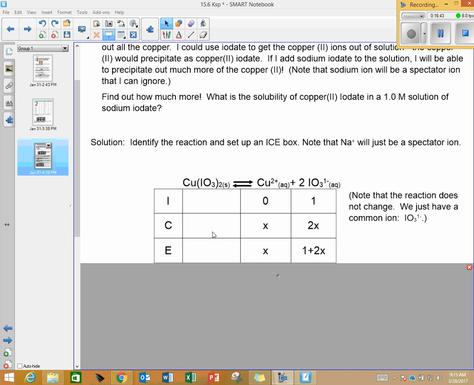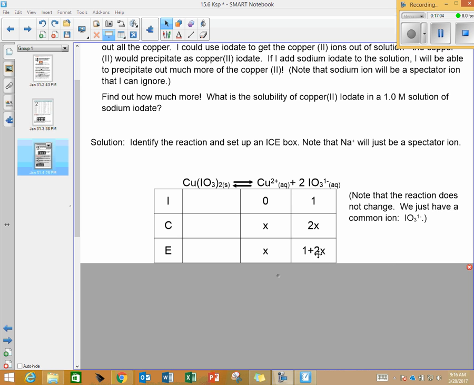Why did I leave this empty? Because copper 2 iodate is a solid. That's right, it's a solid. For the E row, equilibrium, we add the initial and how much it changed by. We add these two rows together to get our E row.